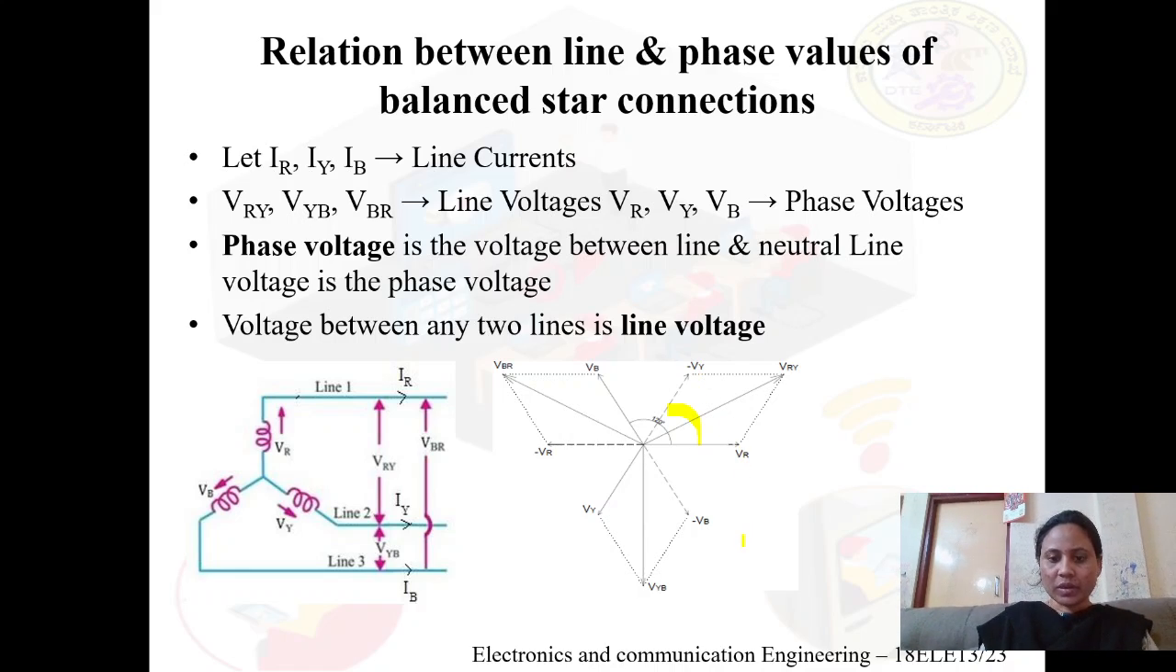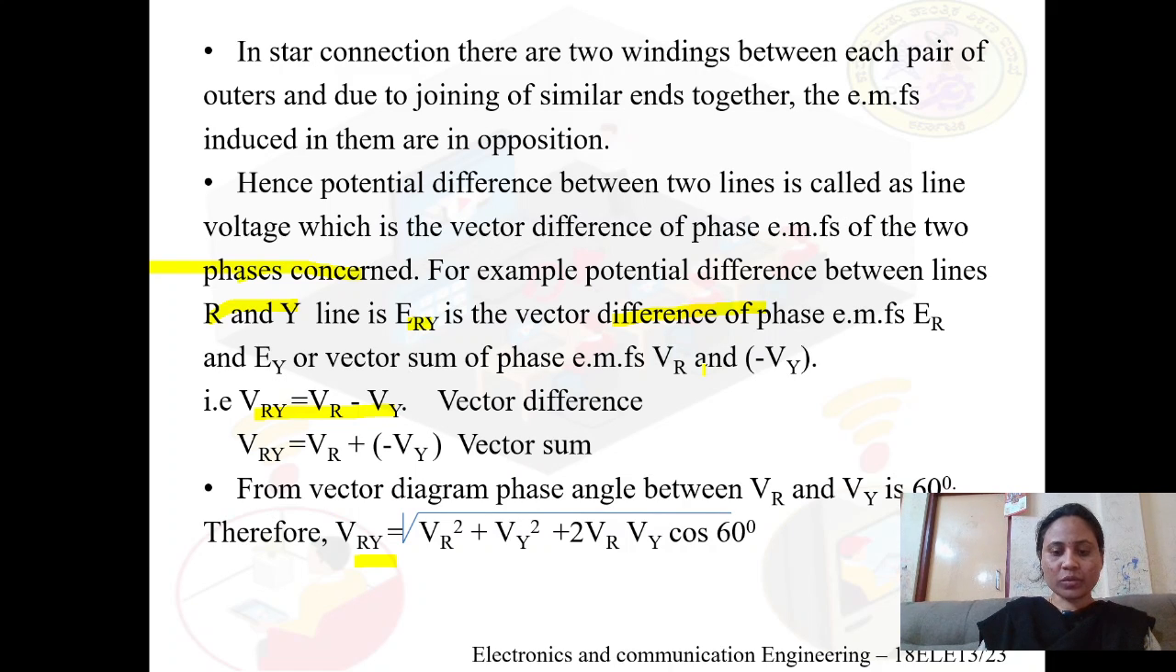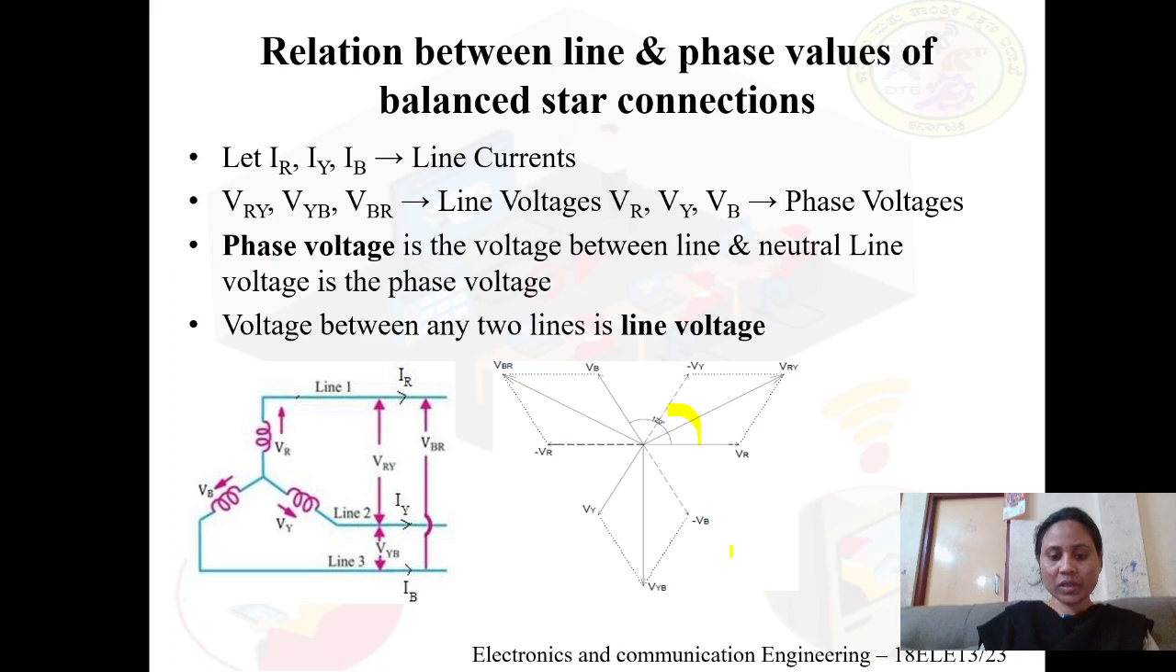Therefore, according to the vector rule, we can write VRY is equal to the square root of VR square plus VY square plus 2 times VR VY into cos of 60 degrees. Why 60 degrees? Because there is a phase shift of 60 degrees between VR and VY.